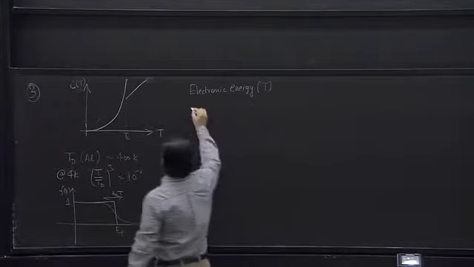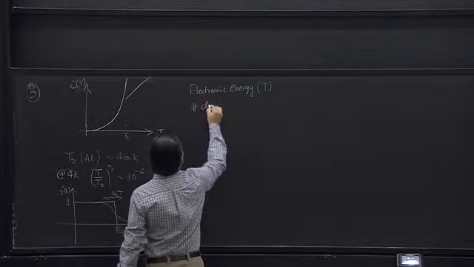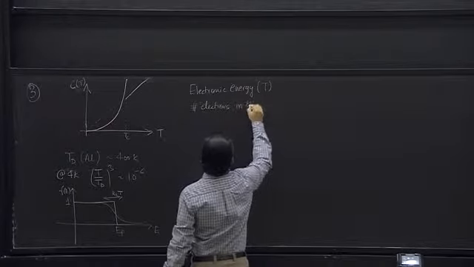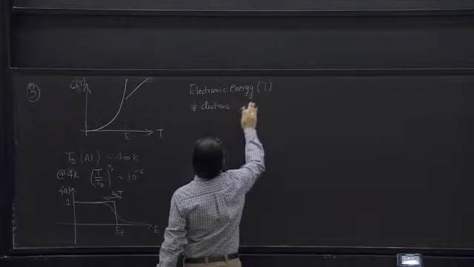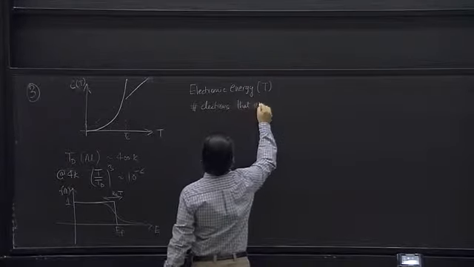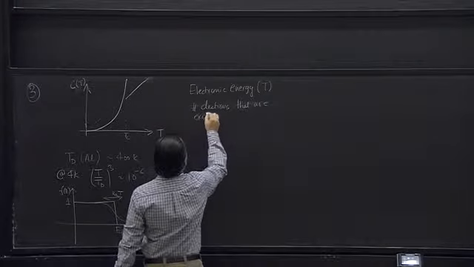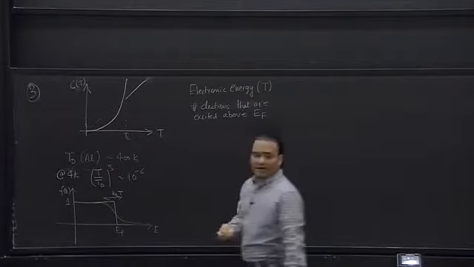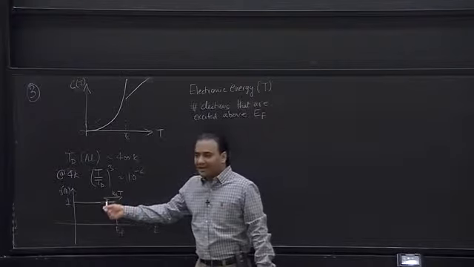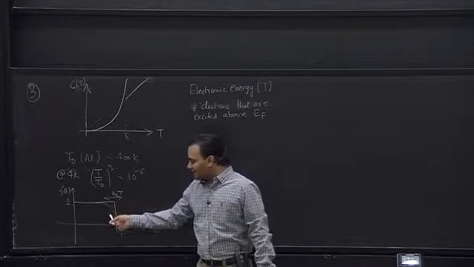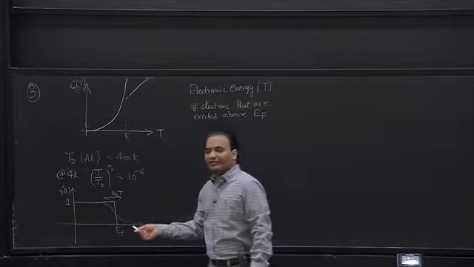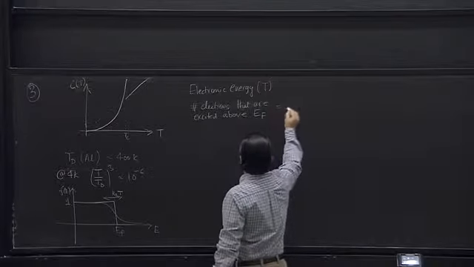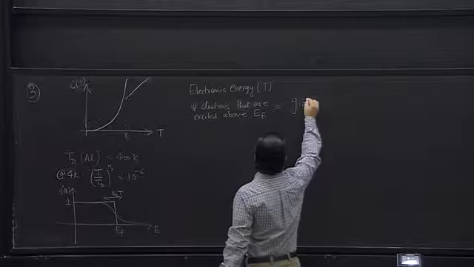So let me first calculate the number of electrons per unit volume that are excited above EF. What I mean by that is I want to calculate the number of electrons that get excited from below the Fermi sea to above the Fermi sea because of finite temperature. Now, I'm going to assume that the density of states is constant over this interval.